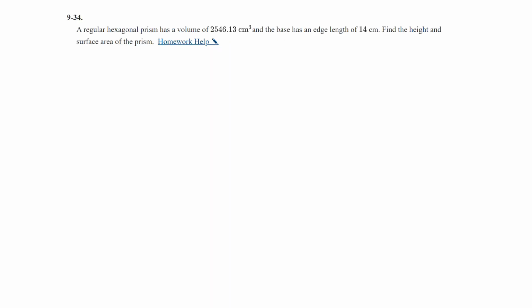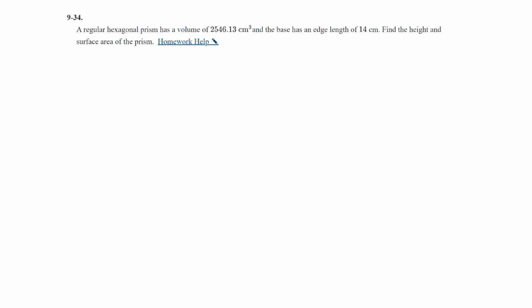Question 34. A regular hexagonal prism has a volume of 2,546.13 centimeters cubed, and the base has an edge length of 14 centimeters. Find the height and surface area of the prism. All right, let's see. The volume, we have that.